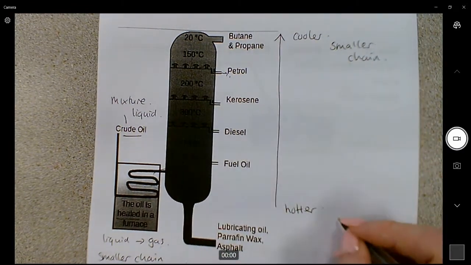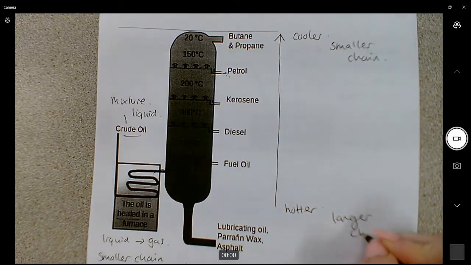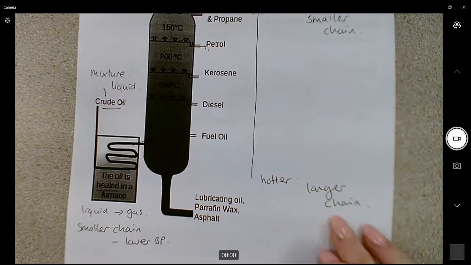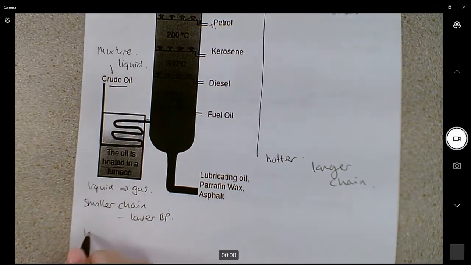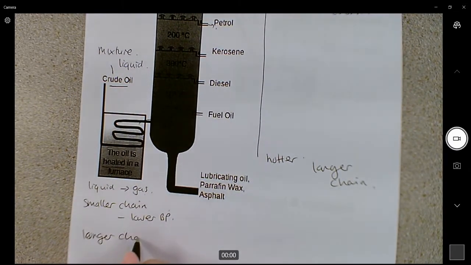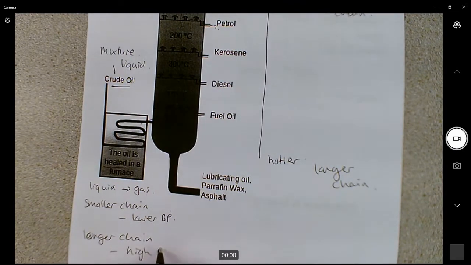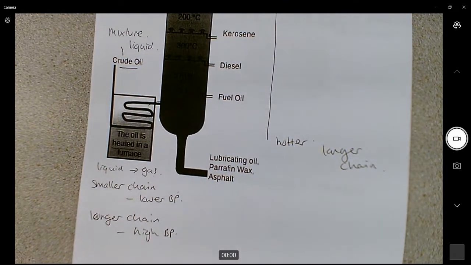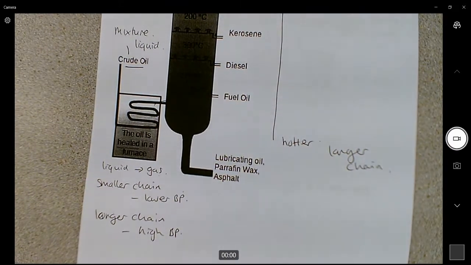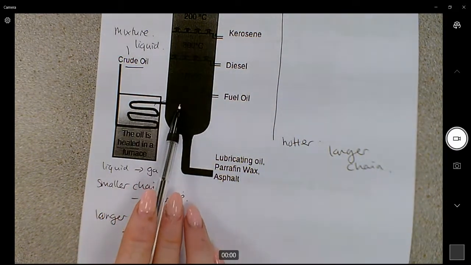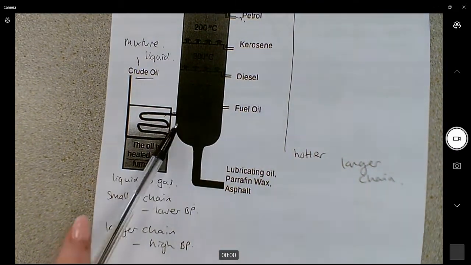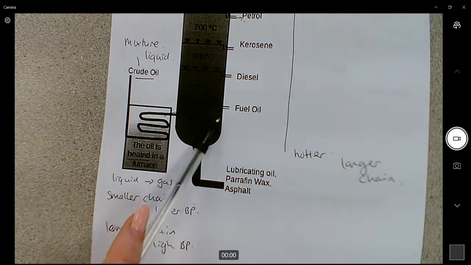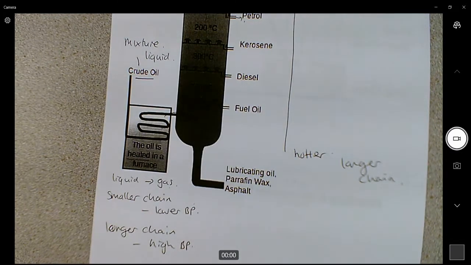Our larger chains, or longer chain hydrocarbons, you generally will find at the bottom of the chamber, because again, they require a lot more energy. So larger or longer chains have a higher boiling point. You've got more bonds going on there, so more energy would be required. So they would turn back into a liquid at a higher temperature, and that's why you generally find your longer chain molecules at the bottom of the column.